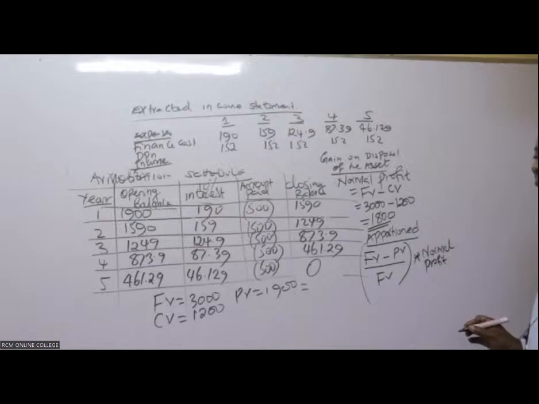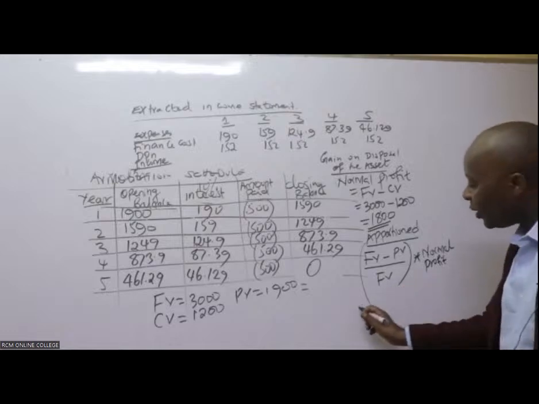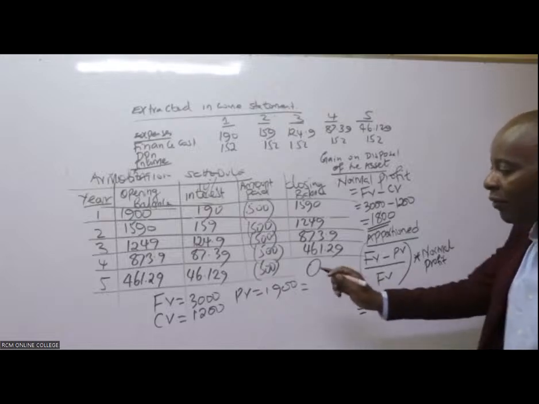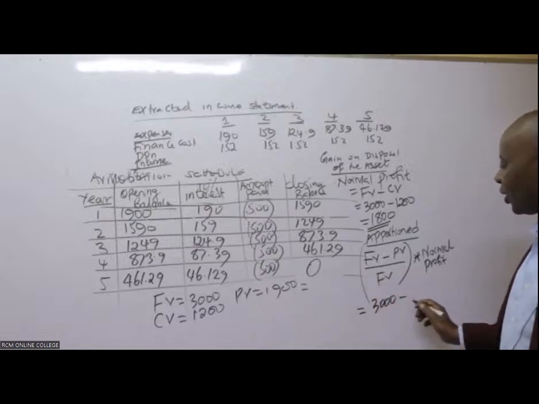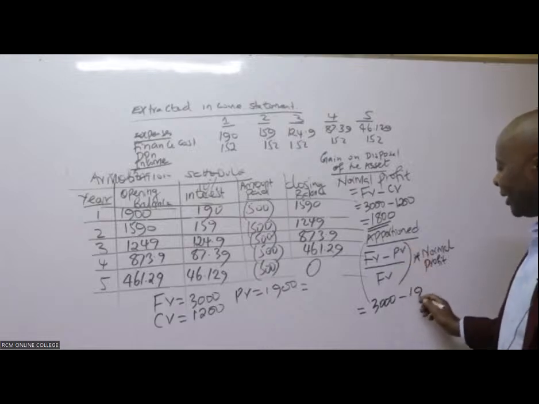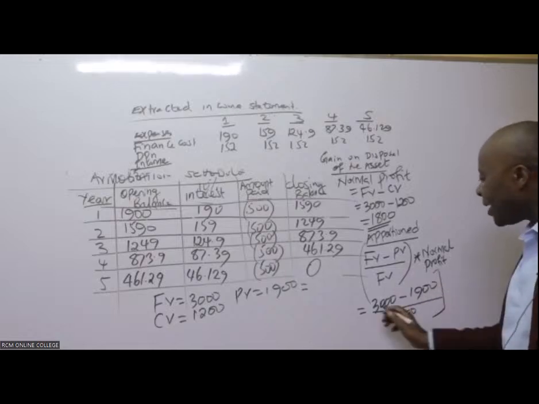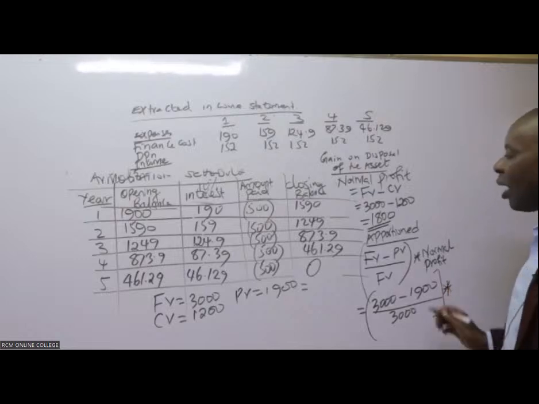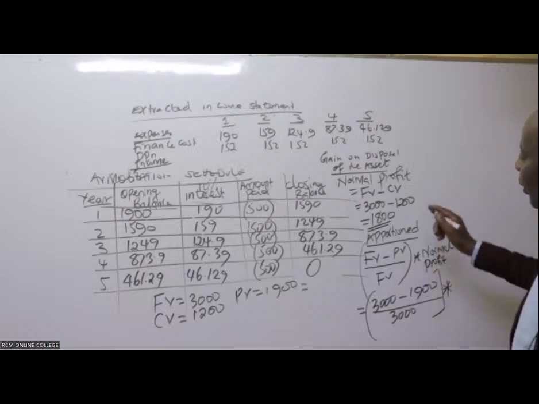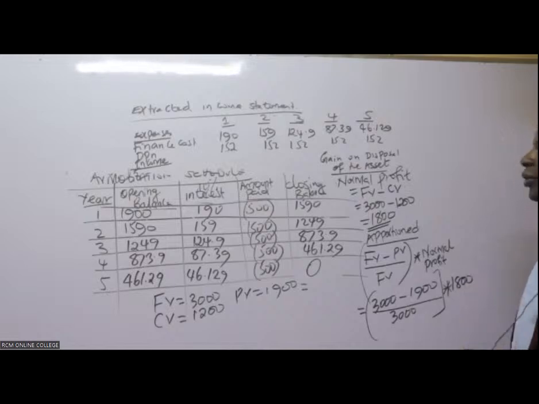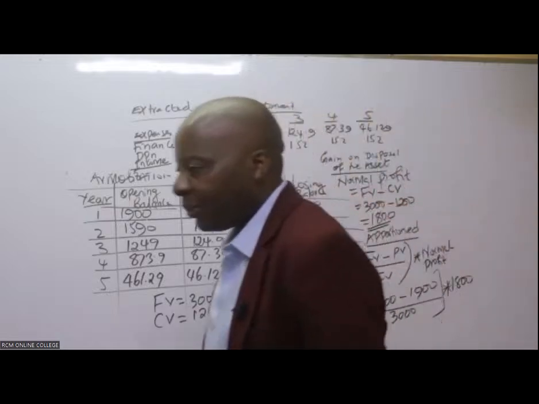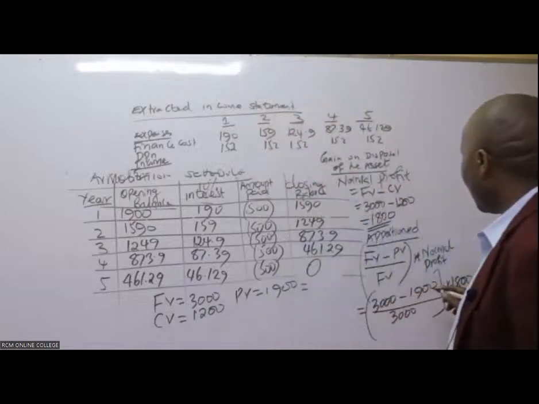So the very first thing, ladies and gentlemen, our fair value is 3,000 minus our present value, which is 1,900, all over fair value again, which is 3,000. Whatever we get here, we shall multiply with our normal profit, which we got up here, 1,800. Is there anybody who is able to give us the apportioned profit? It is 660.